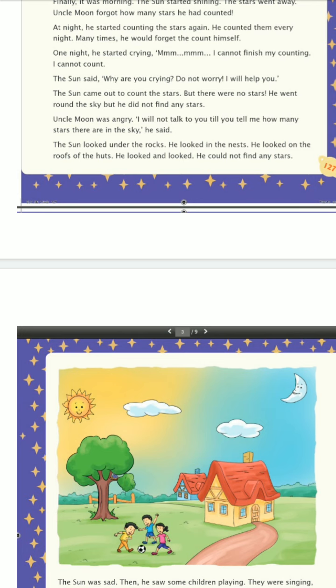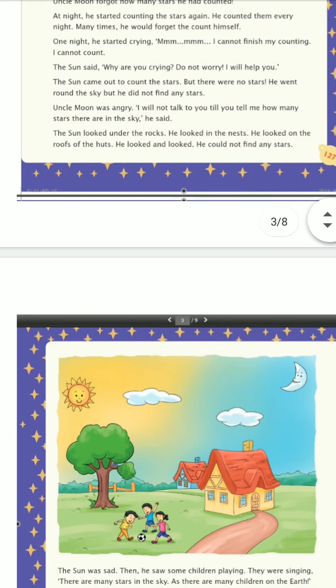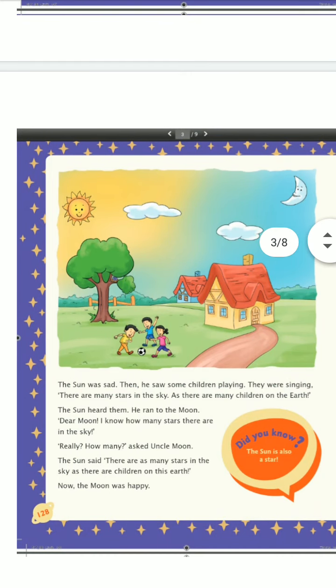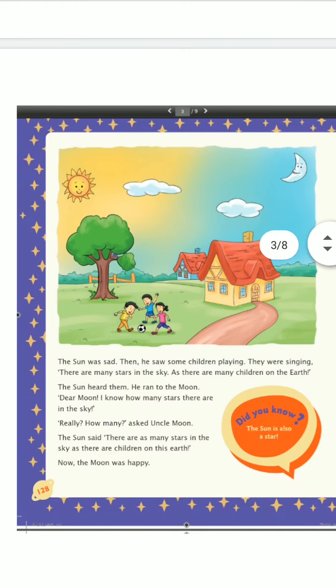He was not able to find any star because he was shining, and when the sun shines, we know no stars are present in the sky. The sun was sad. The sun got very sad. Why did he get sad? Because he was not able to find any stars, so he got very sad.